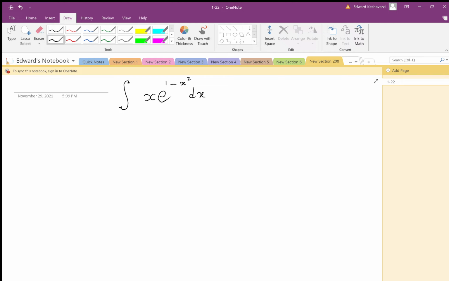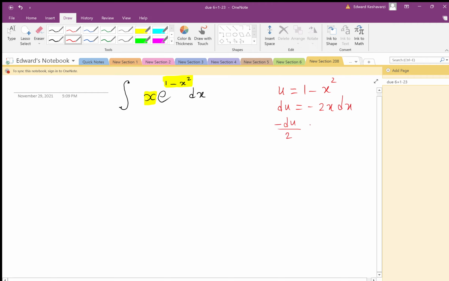However, there is one key point. Whatever you choose as u, its derivative should be around. For example, here, if I set this one, the yellow part, as u, its derivative is negative 2x. And since x is here, and negative 2x is just a multiple of x, that would be a good choice. Let's see how it goes. So let's set u equals 1 minus x squared. Therefore, du equals negative 2x dx. And then negative du over 2 equals x dx.